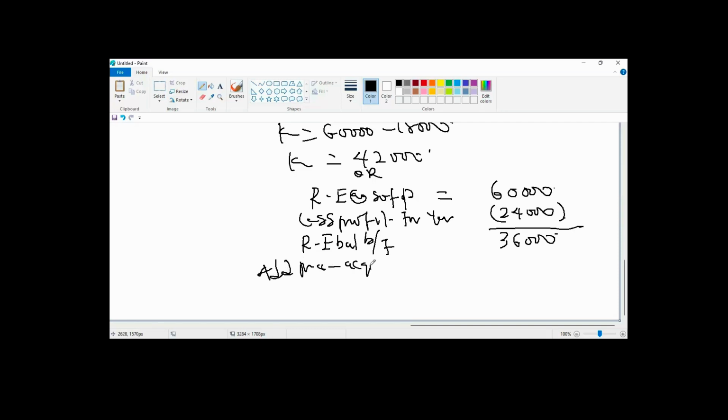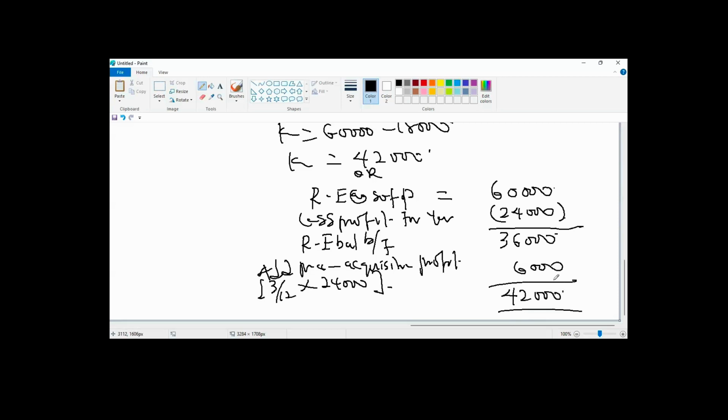I will now add pre-acquisition profits. Post is 9, pre is 3. 3/12 times 24,000 is 6,000. It will still give me the same thing, 42,000.